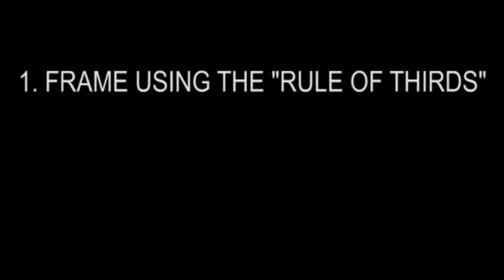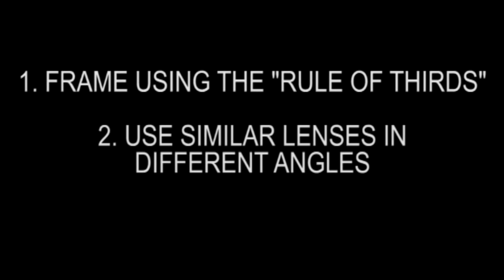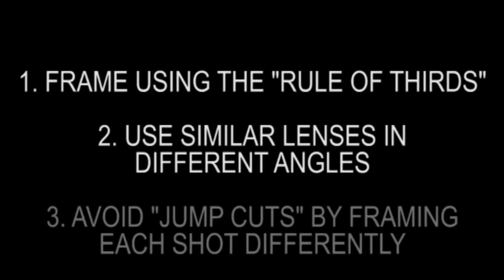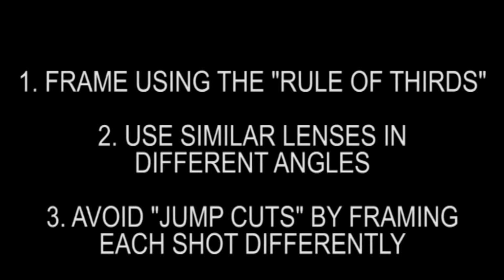So in short, next time you're setting up your scene, remember to pay close attention to the framing. Using the rule of thirds is a good guide. Also remember to keep your lens choices consistent so your scene doesn't drastically change the mood from one angle to the other. And finally, remember to make each shot, whether it's the angle or the framing, different enough from the other shots so you avoid the jump cuts later on when you put the scene together in editing.